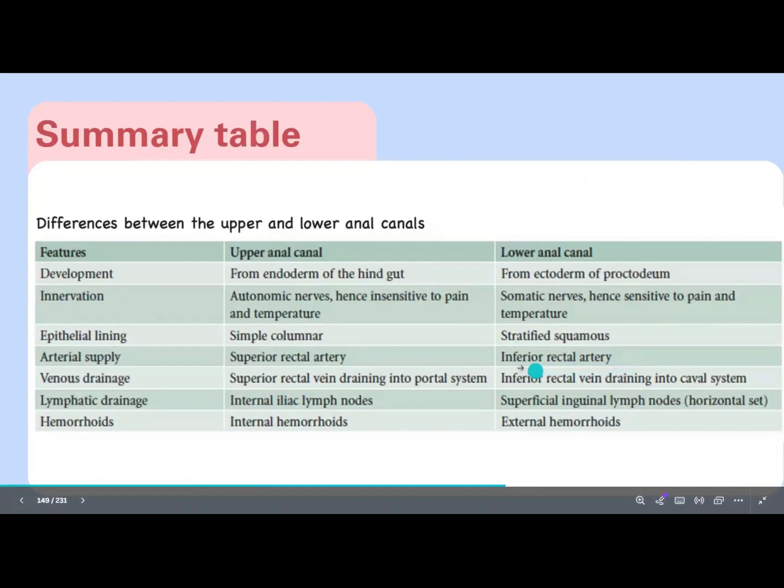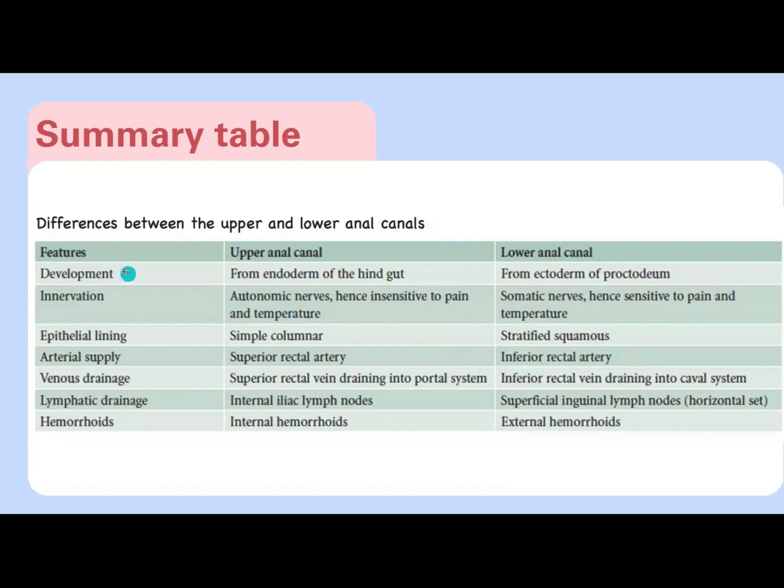And this is a summary table. Basically, you have the development. Let me go through it really quick. Okay, so let's look at the development. Upper anal sphincter comes from the endoderm. The lower comes from the ectoderm. Upper is innervated by autonomic, which is the pudendal nerve. Wait, no, the internal is by the inferior hypogastric plexus. The lower or the external anal sphincter is by somatic nerves, which is the pudendal nerve.